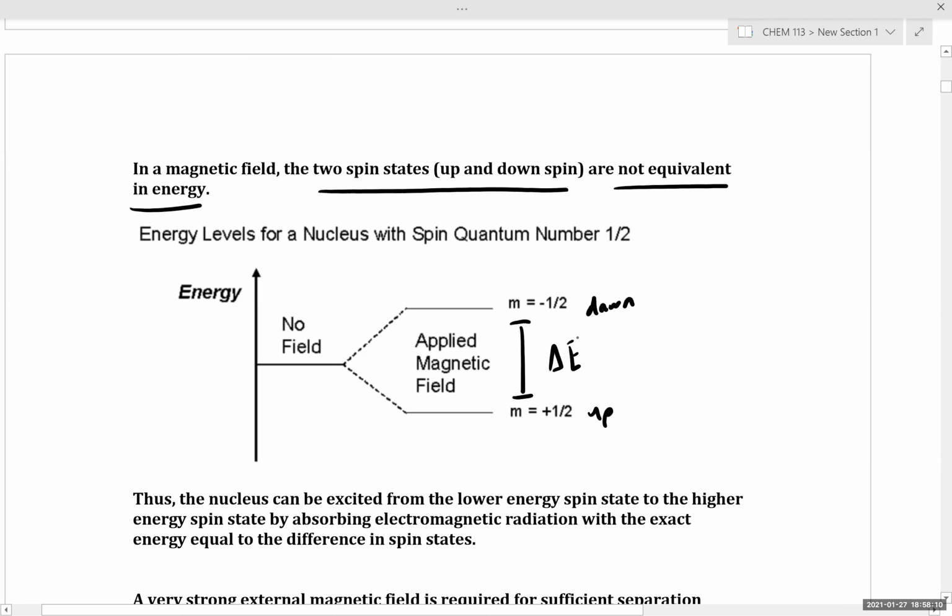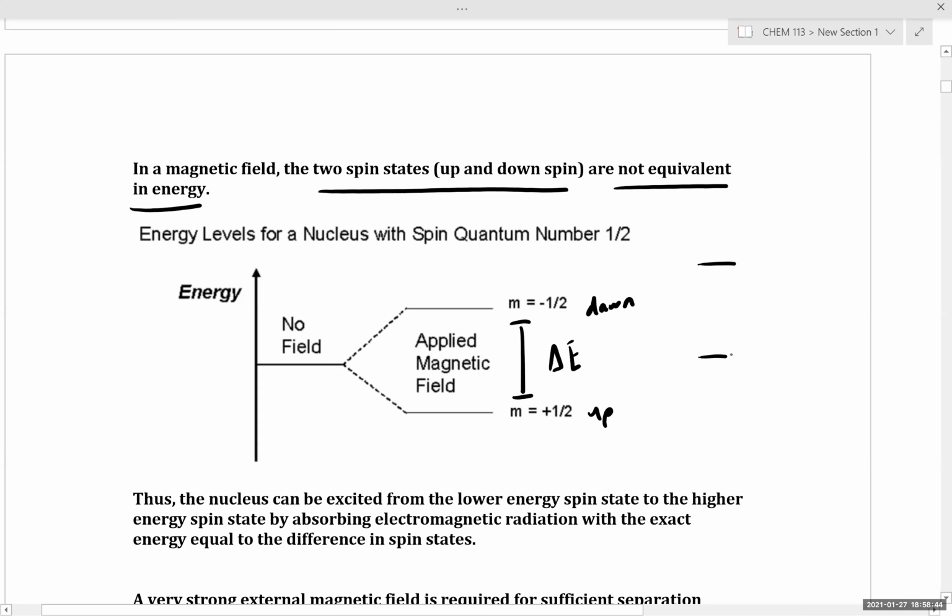This only works because when we apply a magnetic field, based on the nuclear spin, the nucleus's magnetic moment will either be aligned or opposed to the external field, and that directly affects the energy of each spin state. So we have two spin states that now have different energy. Two states that have different energy. Does this framework look familiar to everyone?